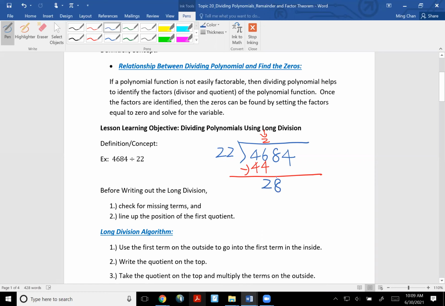And you start over. Now you say 22 going into 28 about how many times? 1 time. When you write the 1, what you're really doing next is taking 1 times the 22, which is 22. In long division, you subtract, you get 6, right? Bring down the last number and go through the process again. 22 going into 64 about what? 2 times, because 3 would be 66. 2 times 22 is 44. We subtract. My remainder is 20.